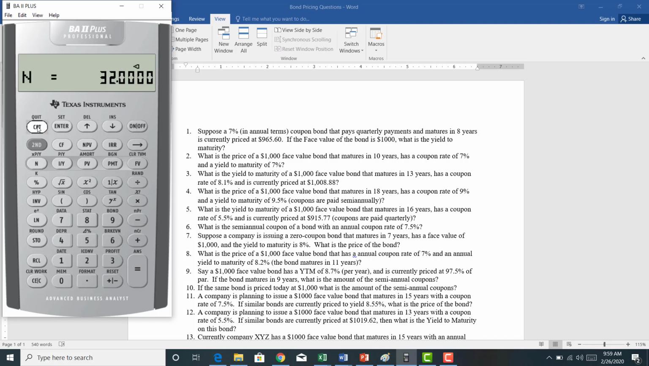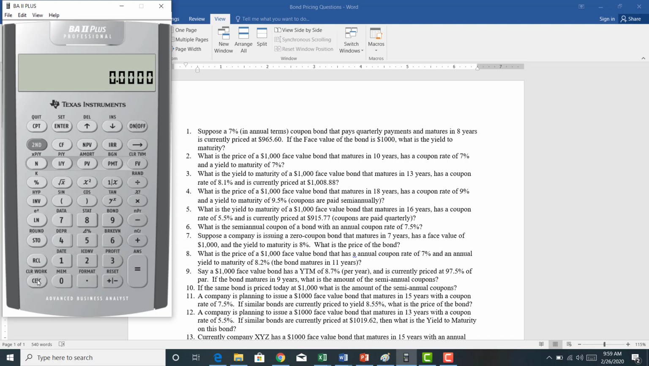And then I'm going to compute I/Y, which gives me my yield to maturity, and I get a quarterly yield to maturity of 1.8943%. I multiply that by 4 to get an annual yield to maturity, and I get about 7.58%. So the answer to number 1, the calculated yield to maturity, is about 7.58%.